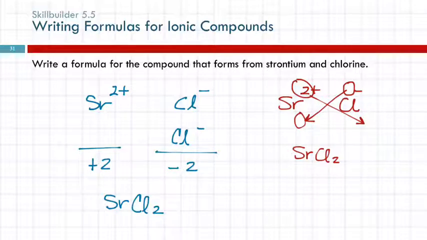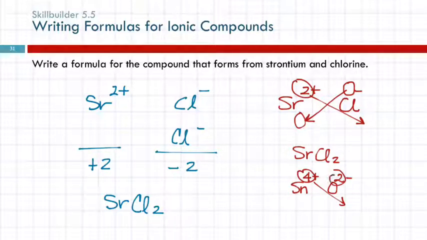That's going to get you the correct answer probably 90 to 95% of the time. Why not 100%? That's a good question. Because sometimes you could have something like Sn 4 plus and O 2 minus. These charges are not the same, so I said we could crisscross. Take the 4 down here, take the 2 down there. Sn2O4. Is 2 to 4 the lowest ratio? No. So this would not be correct.